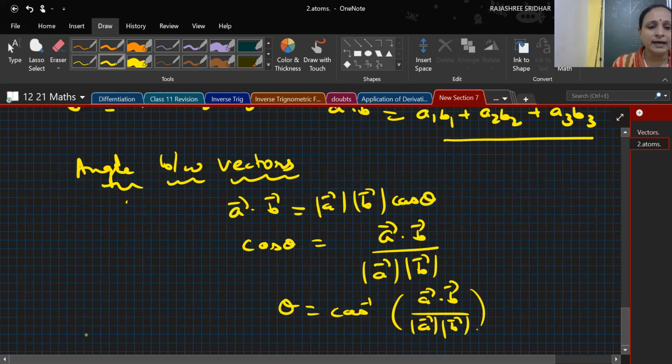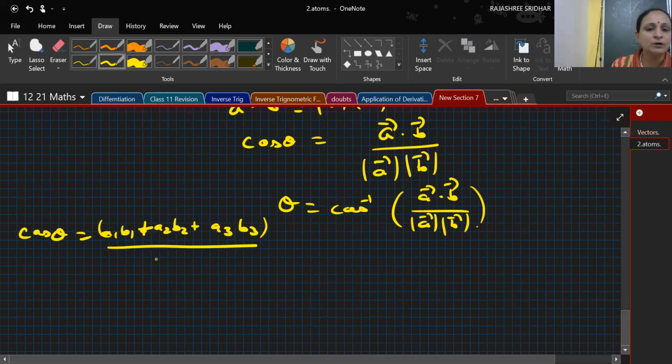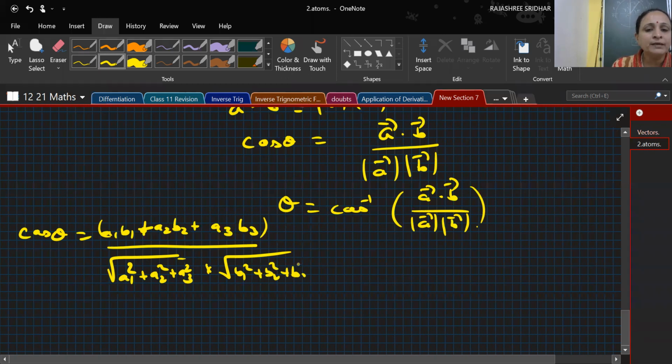Now, whenever it is given in the component form, how can you find out? The same thing can be written as cos theta is equal to, what is A dot B? A1 B1 plus A2 B2 plus A3 B3, the whole divided by modulus of A into modulus of B. What is modulus of A? Root over A1 squared plus A2 squared plus A3 squared, multiplied by root over B1 squared plus B2 squared plus B3 squared. Just get it and we'll get the answer of the angle between the two vectors.